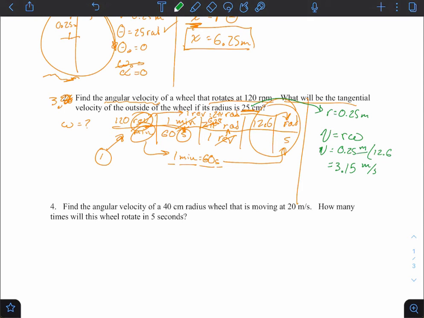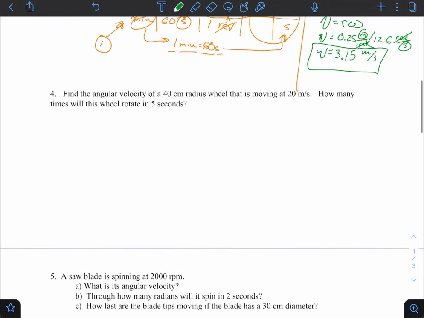0.25 meters is equal to 1 radian, or 1 radius, and this was in radians per second. So radians will cancel, and we're left with meters per second. And that should be your tangential or linear velocity.